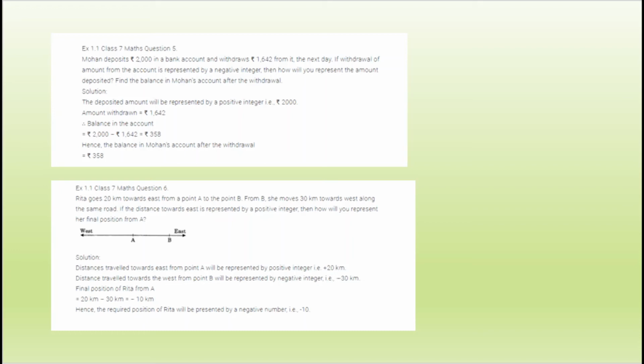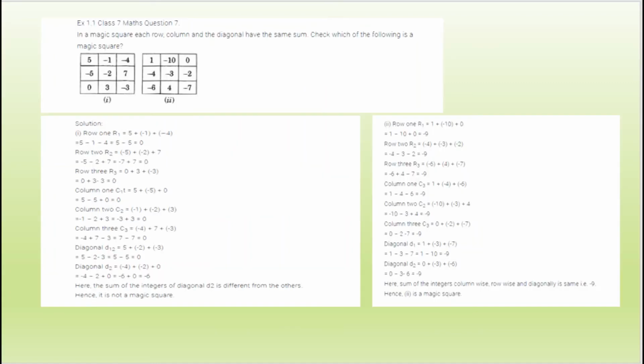You can see the directions are represented in the figure. West and east, A and B positions are shown. Distance traveled east from point A is represented by a positive integer, which is towards the right-hand side, and towards west it is negative, that is -30. So the final position for Rita from A is 20 minus 30, which is equal to -10. Hence the required position of Rita will be represented by a negative integer, that is -10.